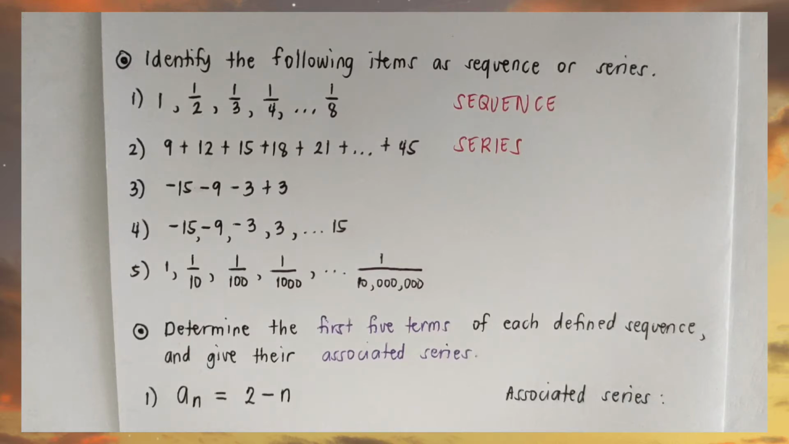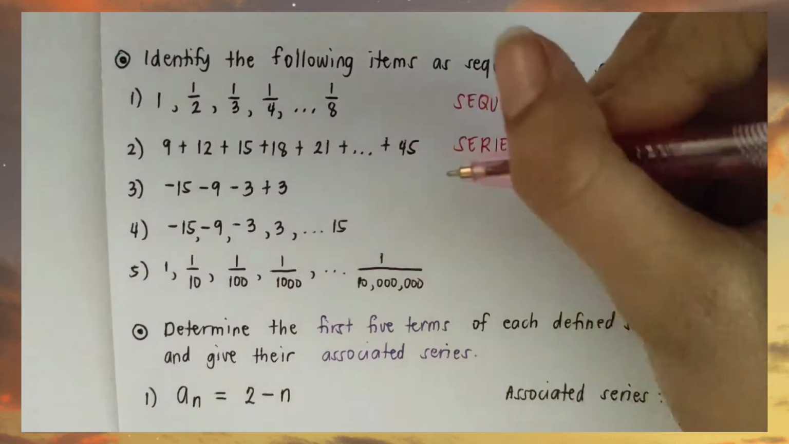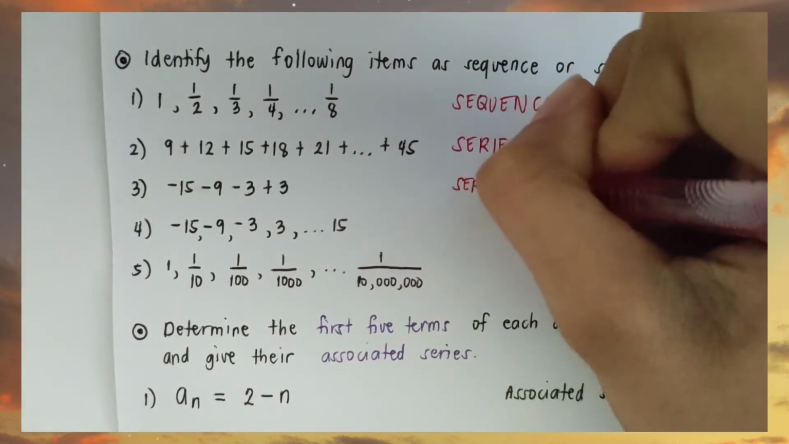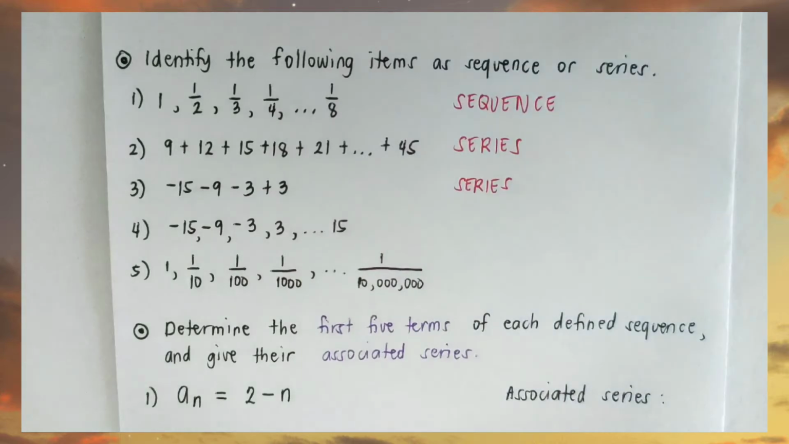Negative 15, negative 9, negative 3, positive 3. This is an example of a series. Very good. Separated by negative or positive signs.